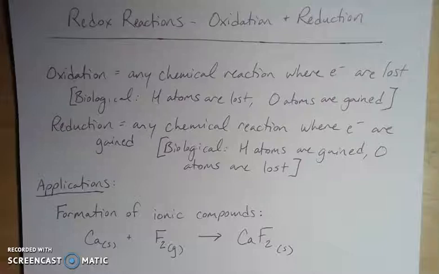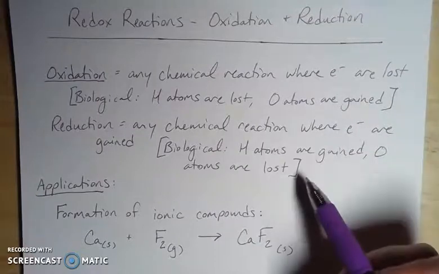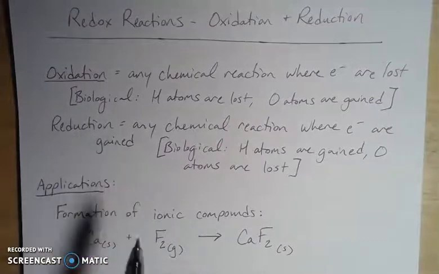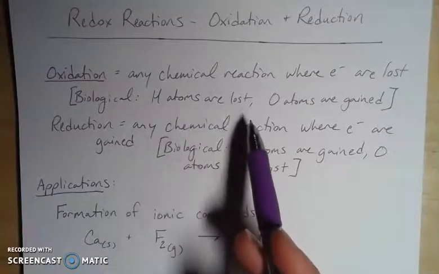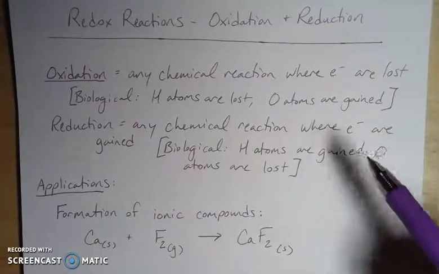So I want to do some definition of terms and a process for how we handle redox reactions. So oxidation, by definition here, is any chemical process where electrons are lost. And in a biological context, which I just have here as a side note, because if you're studying biology classes or going on into biological sciences, they tend to think about it in a slightly different way, because with biomolecules it's all about the movement of hydrogens and oxygen. So an oxidation reaction is any reaction where hydrogen atoms are lost or oxygen atoms are gained.